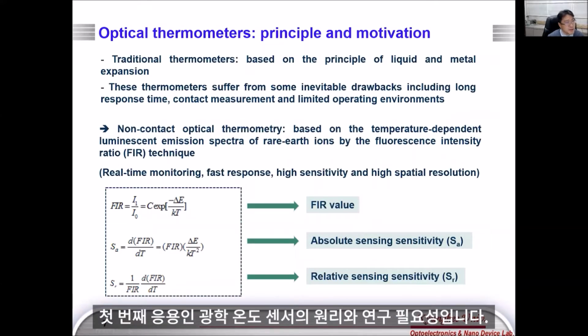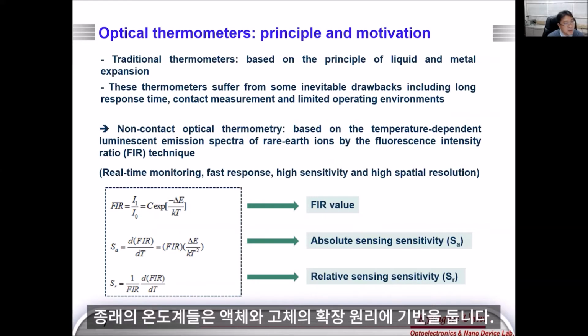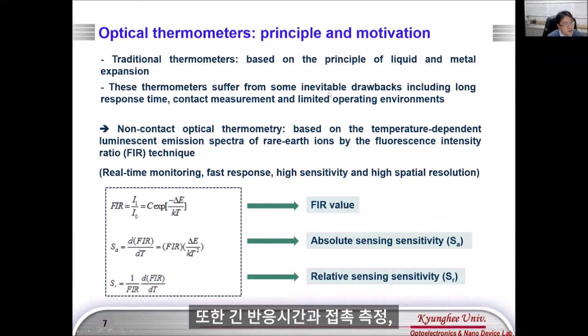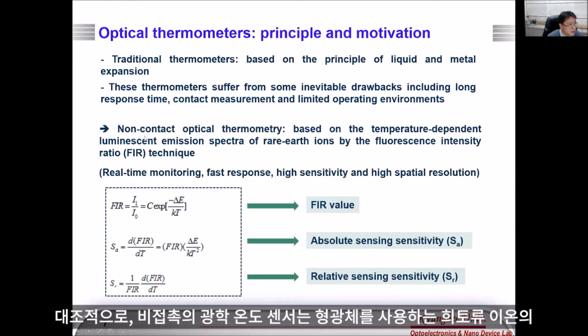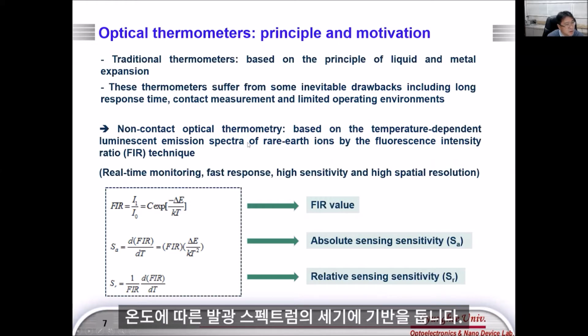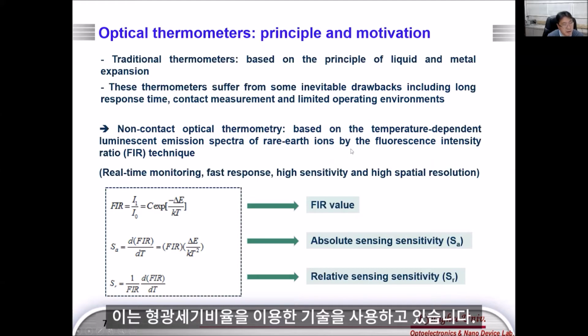Optical thermometers, principle and motivation. Conventional thermometers are based on the principle of liquid and metal expansion. Also, they have many disadvantages, including long response time, contact measurement, and limited operating environment. In contrast, non-contact optical thermometry is based on the temperature-dependent luminescent emission spectra of rare earth ions using phosphor material.